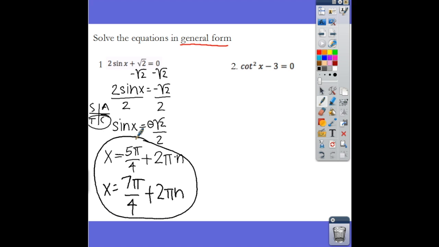Now let's look at cotangent of x squared minus 3 equals 0. So you're still trying to get cotangent of x by itself, so you'll add 3 to both sides, and then you're left with cotangent of x squared equals 3. Then you'll take the square root, so then you have cotangent of x equals the square root of 3. Cotangent of x is the reciprocal of tangent of x, so in order to find the solutions for cotangent of x equals square root of 3, we need to find the solutions for tangent of x equals 1 over square root of 3.